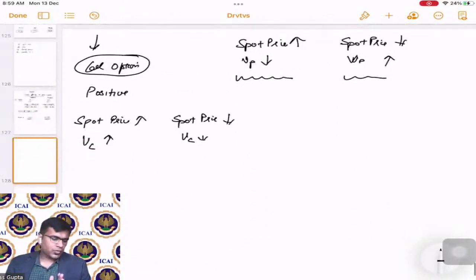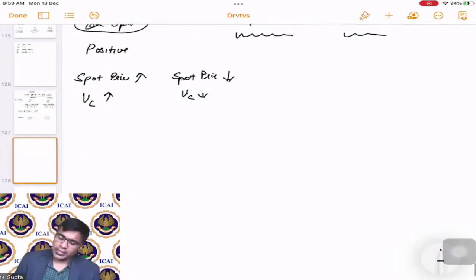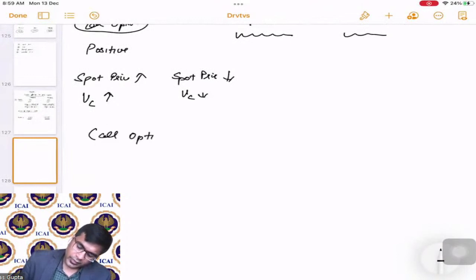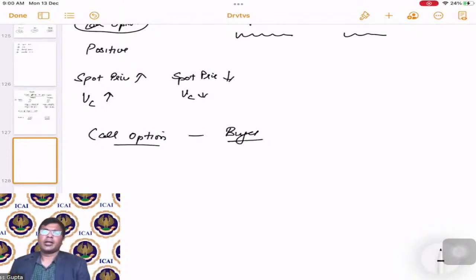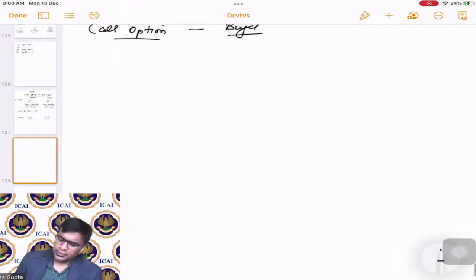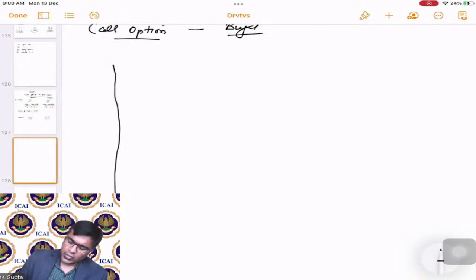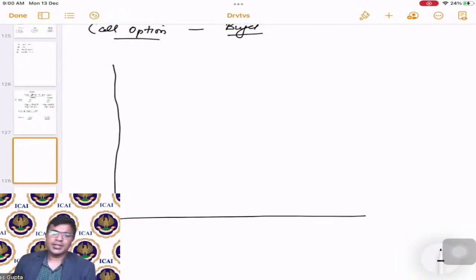let us go and see what is the next part in delta. Now students, while we were studying the call option from the point of view of the buyer of the call option, he was the buyer of the call option. We studied one payoff diagram in the previous session.